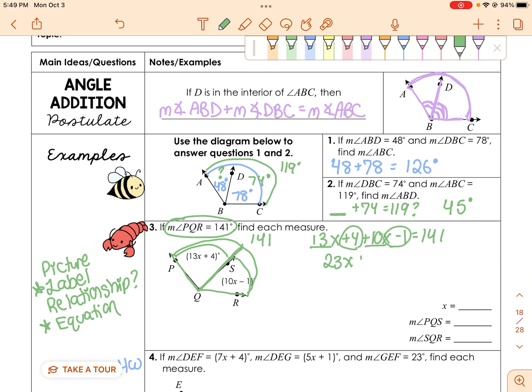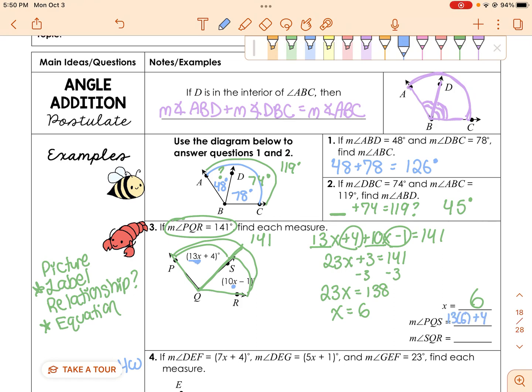Then you're just doing your algebra. So 23x, 4 minus 1 is 3. 141. Subtract the 3. 23x equals 138. I believe it should be 6. Because 6 times 20 is 120. 6 times 3 is 18. 120 and 18 is 138. So x is 6. And then when you're finding these angles, you're just plugging 6 back in for x.